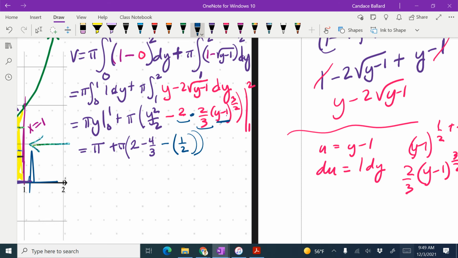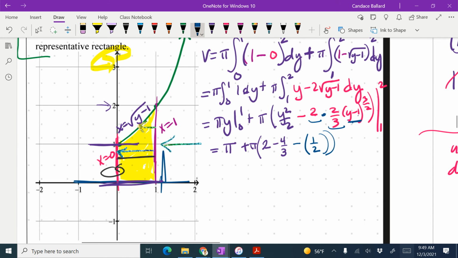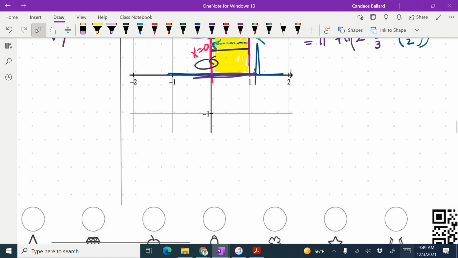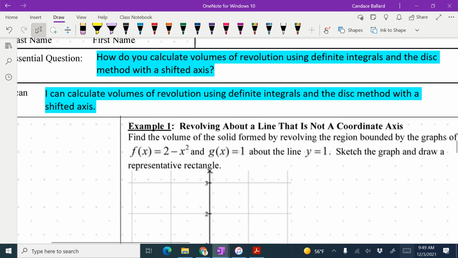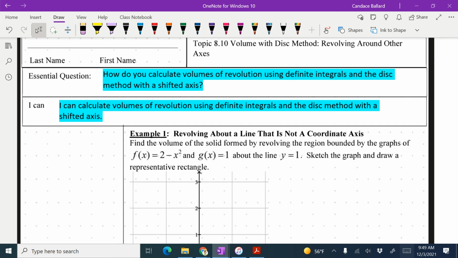Okay. We got just enough time to finish up the last one with the shift. Okay? All right. So, here we go. Really quickly, read the essential question and the I can statement to yourself. How many miles do you think the band's walked at this point?